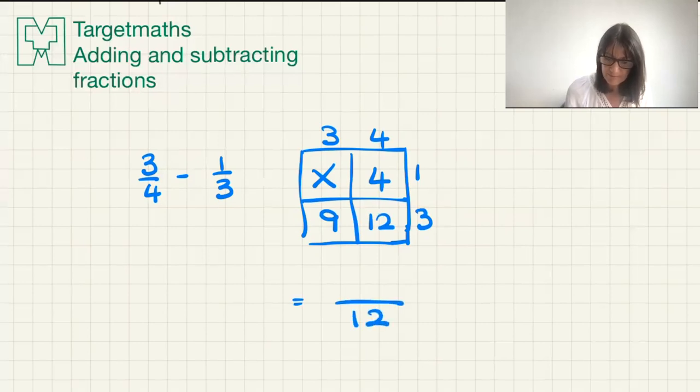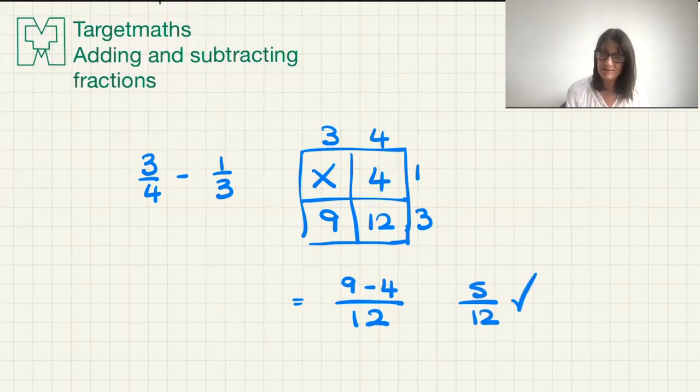This is where it's different. It's a take question. So it's going to be a take that I write here. Always put the bigger number down first. 9 take 4. And I've got 5 on the top over 12. And that doesn't cancel. So it's the final answer.